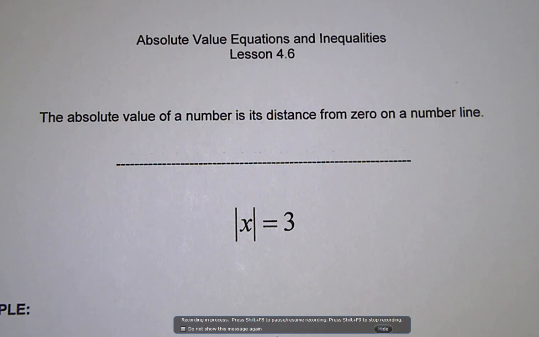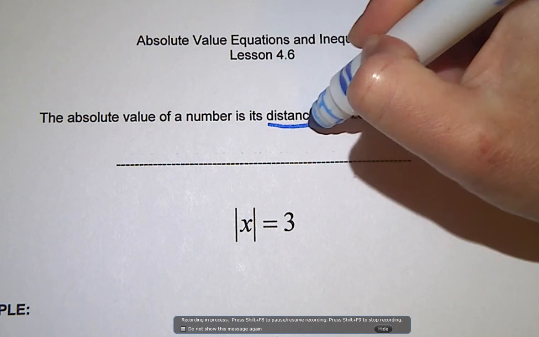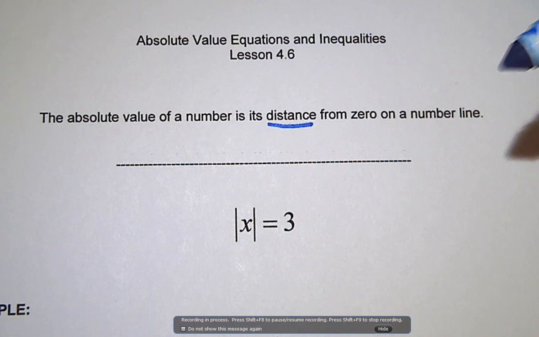Okay, today we're going to be working on lesson 4.6, which is absolute value equations and inequalities. We're going to talk about how to solve absolute values with an equal sign and with inequalities. The first thing you want to write down is that the absolute value of a number is its distance from 0 on a number line. That's a really important idea to remember: absolute value is a distance, so it can't ever be negative.